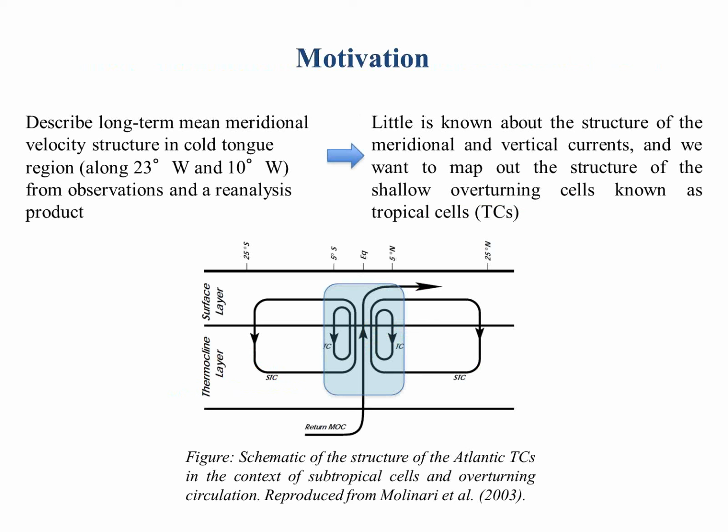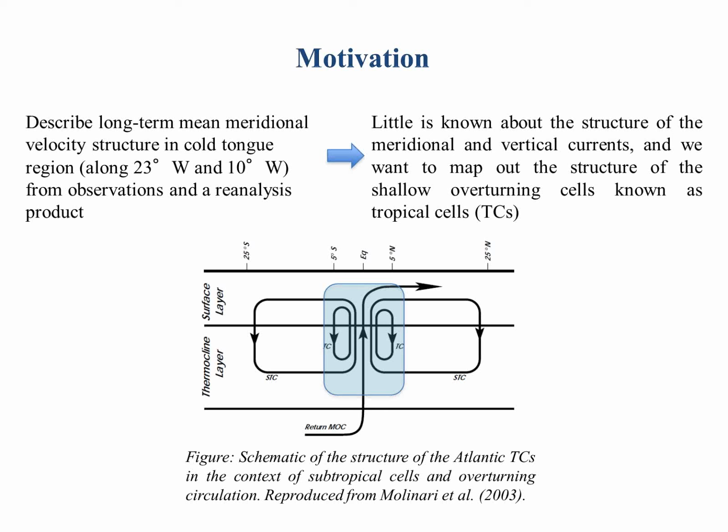Okay, why do we want to look at the long-term mean structure? As I mentioned before, we don't know very much about that structure. And we know from the western equatorial Atlantic and the tropical Pacific that in the upper 100 meters, the flow near the equator, the meridional currents, are dominated by these shallow overturning cells that we refer to as tropical cells. So this is a schematic from a paper by Bob Molinari in the western equatorial Atlantic.